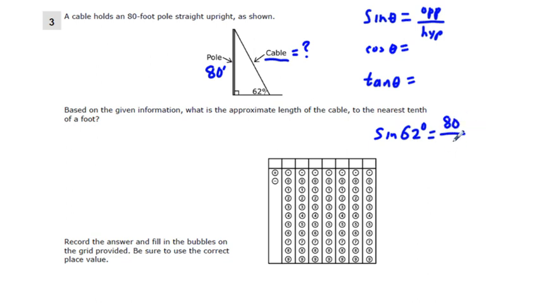We call it x. One thing we can do here is use the reciprocal ratio, and to do that, we'll say the reciprocal is cosecant. So cosecant 62 degrees equals x over 80, and then you could say x equals 80 cosecant 62 degrees.